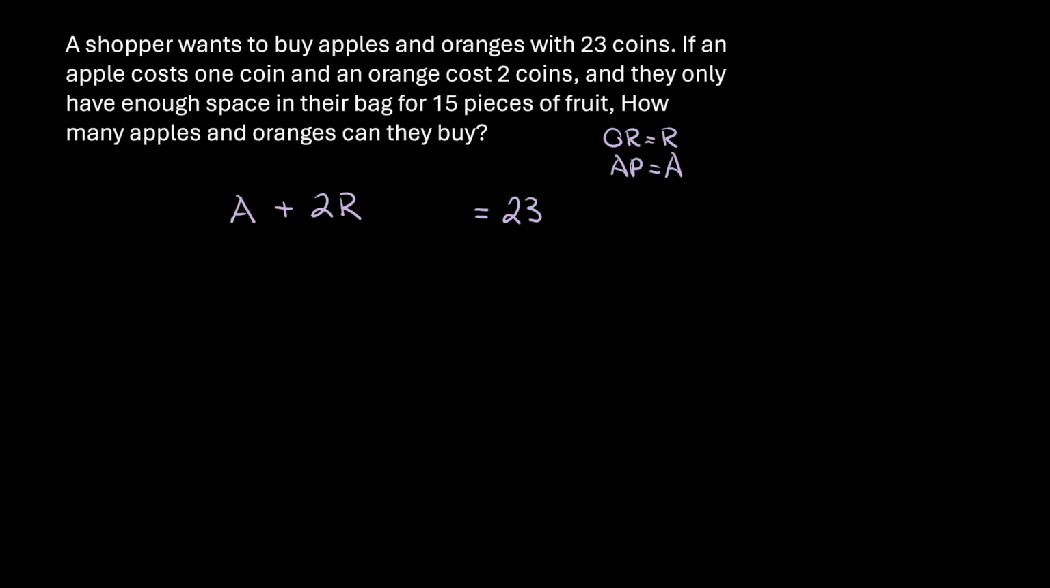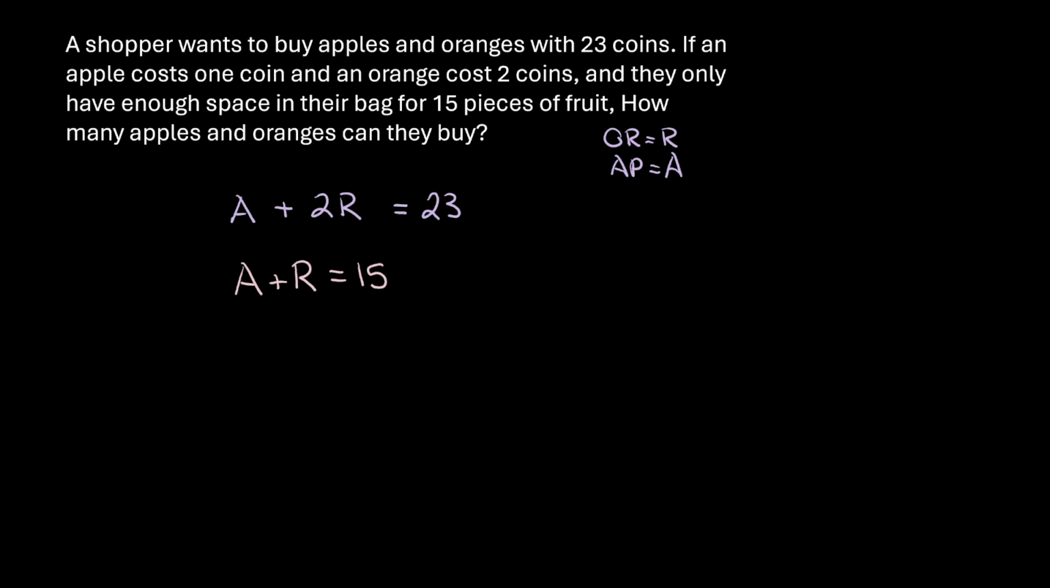That's our first equation. Our second equation is about the amount of space that we can actually end up storing this in. And that's going to be the idea that all your apples plus all of your oranges have to add up to be around 15 at the very most. In this case, we're going to say they buy enough to fill up their bag completely. So these 2 equations give us everything we need to actually solve for them. So let me bring over the 23 here.